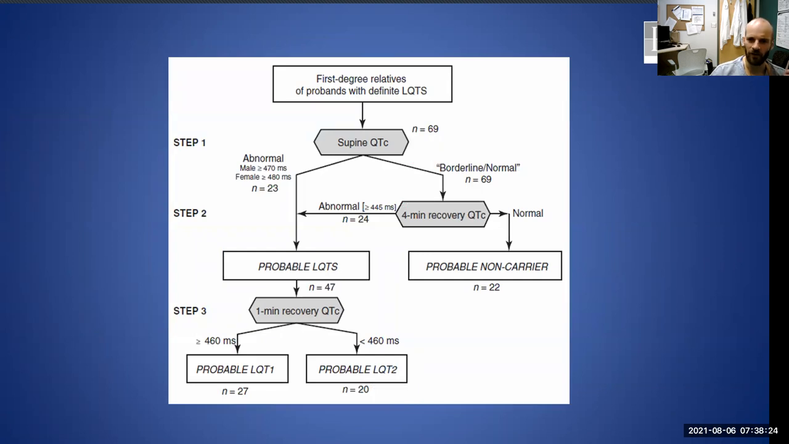And there's a little algorithm that you can use for these sorts of things. This is one of Andrew's papers from back in the day, talking about how if you look at your corrected QT interval at 4 minutes, 445 milliseconds is a pretty good cutoff for identifying those who have long QT syndrome from those who don't. And if you want a predictor for whether they've got long QT1 or long QT2, you can see what their corrected QT interval is at 1 minute recovery as well. So these are helpful sorts of things to do.